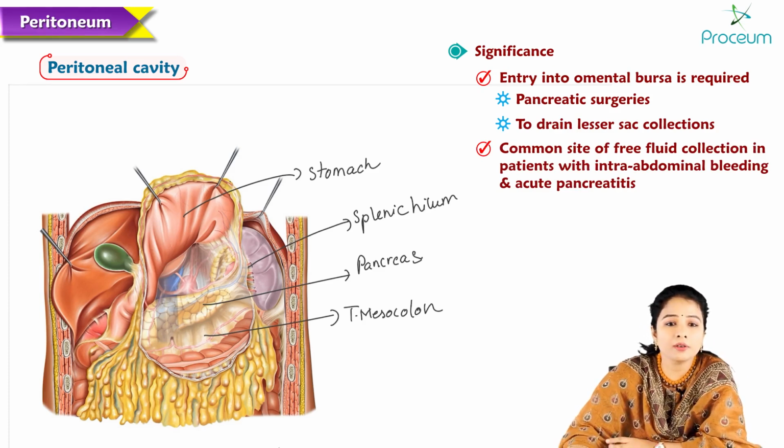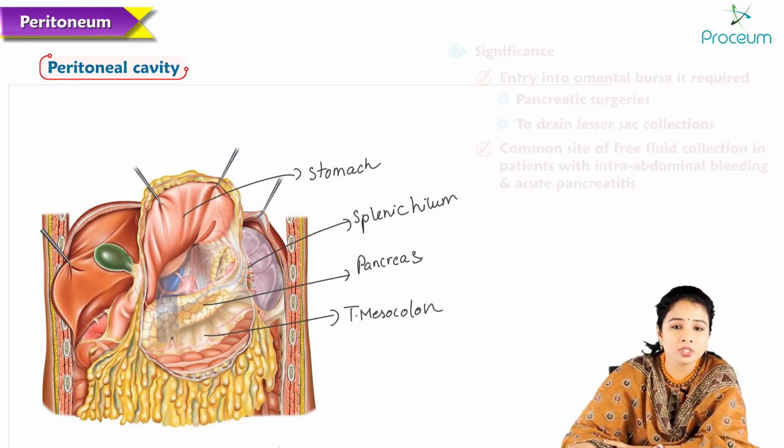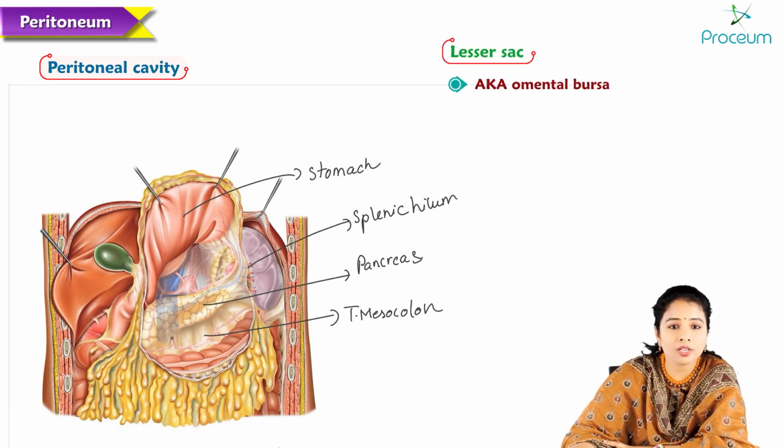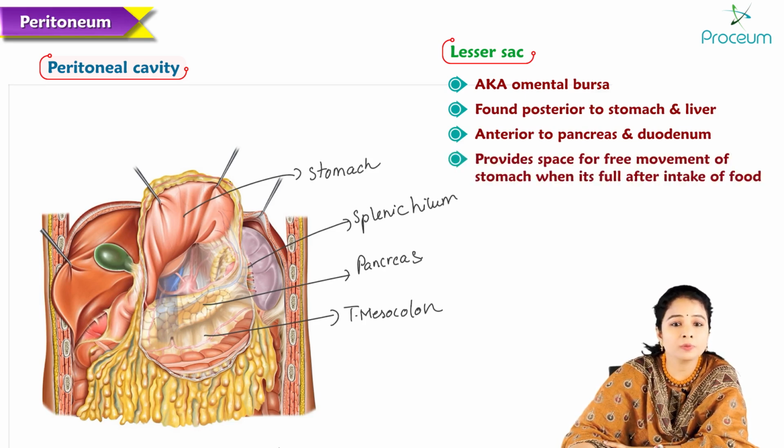The complete peritoneal cavity, we know it is divided into greater sac and lesser sac. The lesser sac is otherwise called omental bursa, and it is found posterior to the stomach and the liver, and anterior to the pancreas and duodenum. The main function of the lesser sac is to provide space for the free movement of the stomach when it is full after intake of food.